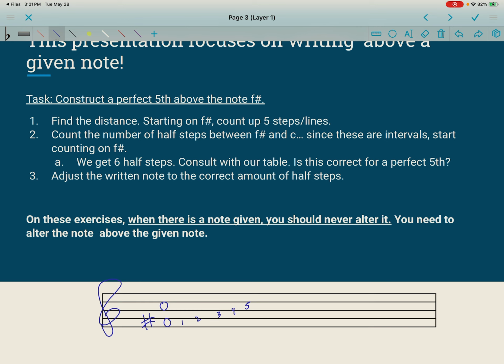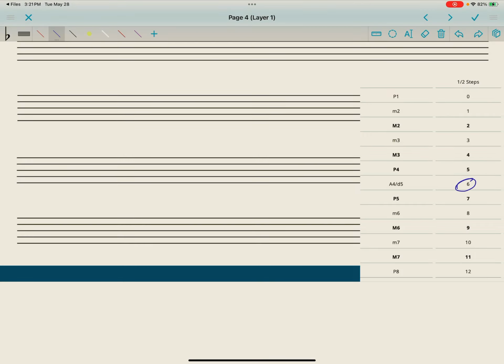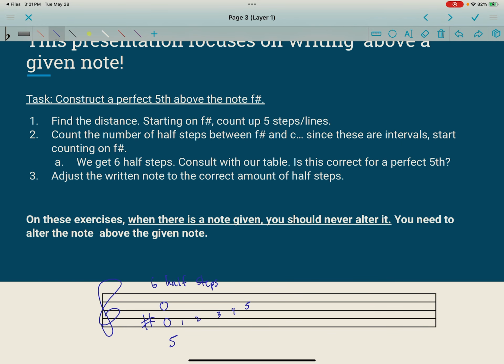These have 6 half steps, so we know there's 6 half steps. So we know it's going to be right here. We get 6 half steps. And if you have 6 half steps, what do you get? You get an augmented fourth or a diminished fifth. So we need to write that as appropriate. We have a diminished fifth because you don't have a fourth written there. You have an interval of a fifth. You have 5 scale steps away from each other with 6 half steps.